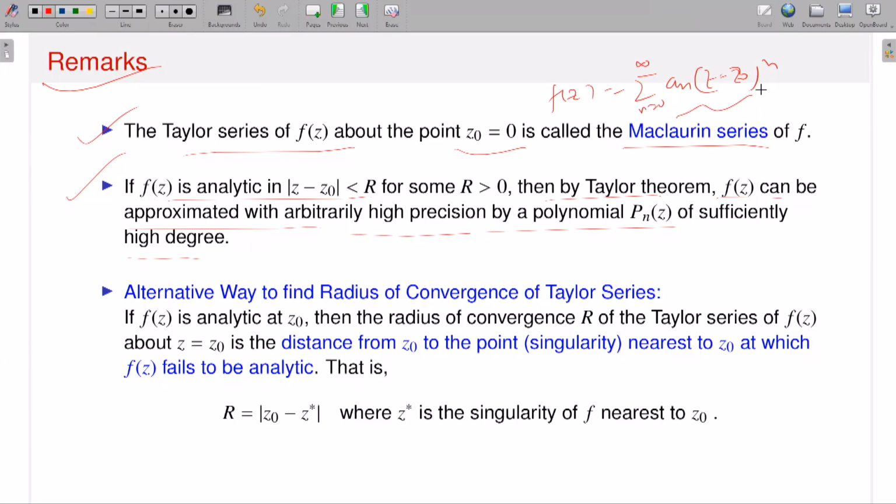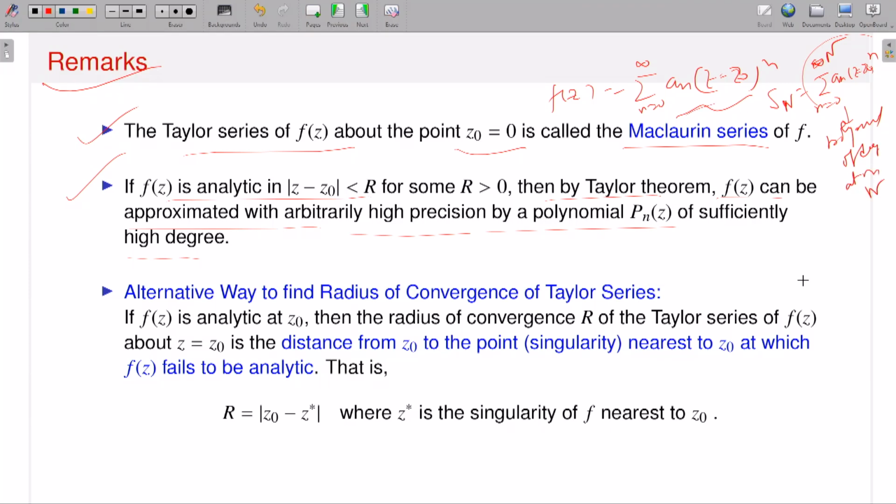Now what is the convergence of this? For this convergence you just have to take the partial sum S_N, the sum of a_n (z minus z naught) to the power n, n from 0 to capital N. Now what is S_N? Since I am truncating this power series, it is a polynomial of degree at most N.